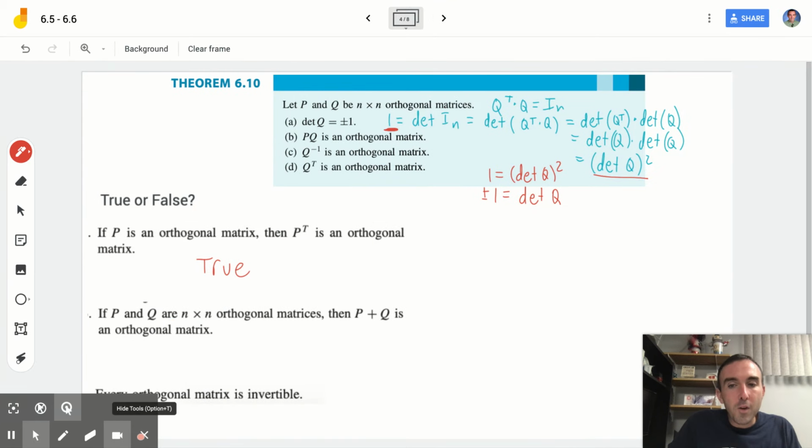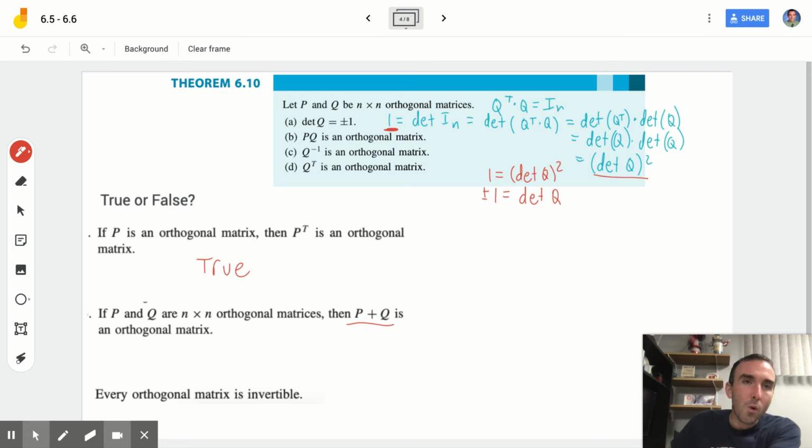True or false, if P and Q are individually orthogonal matrices, then their sum is an orthogonal matrix. So think back to what we've discussed in this course about adding matrices and multiplying matrices and whether or not properties carried over when that happens. So take a few seconds to think about it.